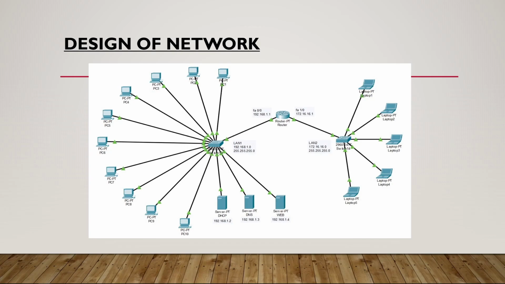This is our network design. We can see we have 10 PCs located on the first floor and 5 laptops located on the second floor. There are 3 servers. The first server is DHCP, the second server is DNS, and the last server is the web server. We also have 2 switches. The switch and PCs connect to each other to form LAN 1, and the laptops connect to the switch to form LAN 2. The router connects both LAN 1 and LAN 2 that have different IP protocols.